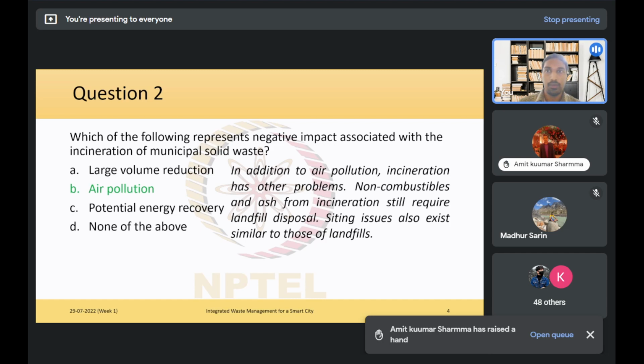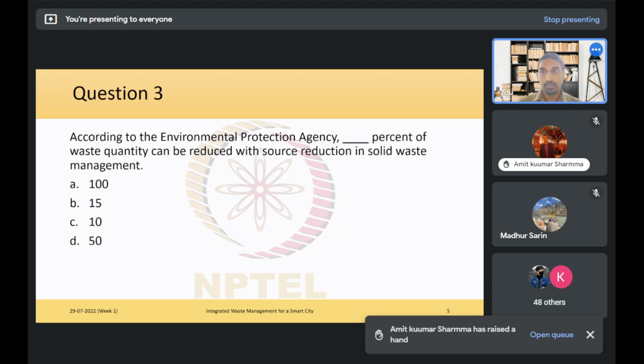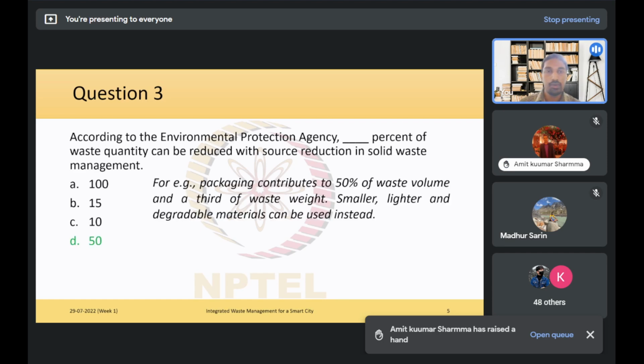Okay, so with that, we'll move on to the third question. According to the Environmental Protection Agency, what percentage of the waste quantity can be reduced by source reduction method in a solid waste management? So we have four options: 100%, 15%, 10%, and 50%. So the correct answer to this is, according to the EPA, about 50% of the waste can be reduced if we do a source reduction.